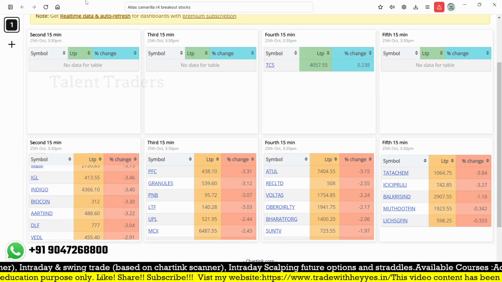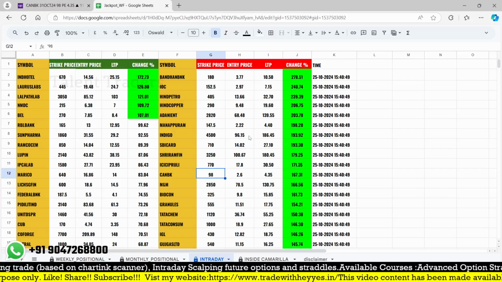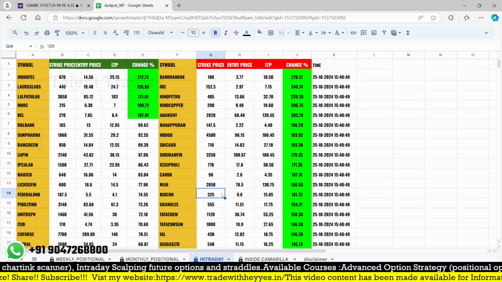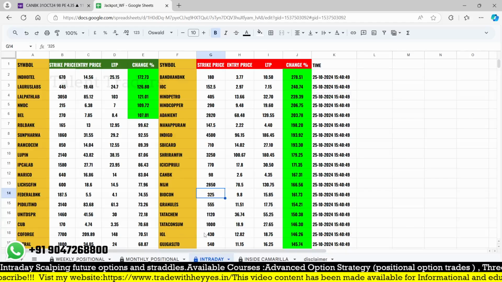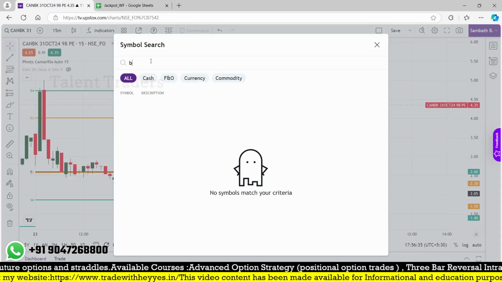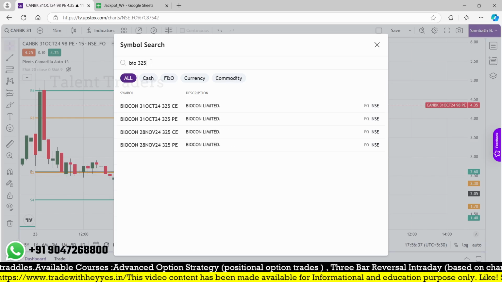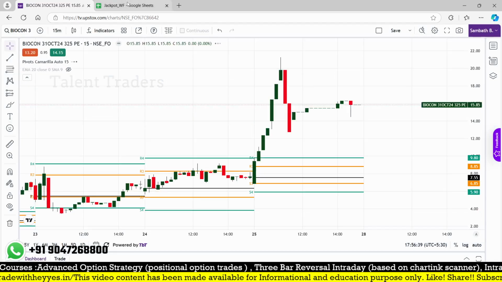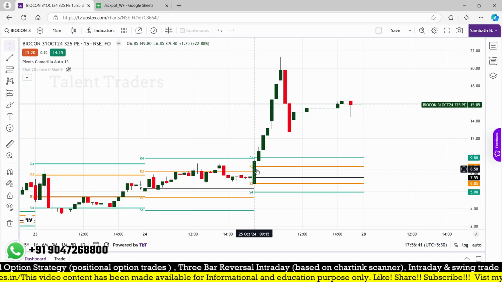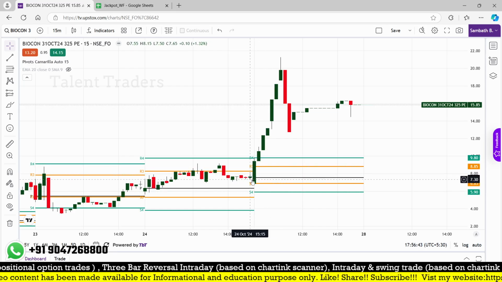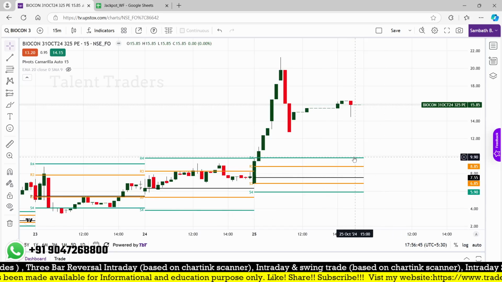Maybe IGL, Indigo, Biocon. Are there any stocks in the list that would be easy to find? Biocon 325, IGL 430. So let me check Biocon 325 put option. In the first candle itself it made the high of 9.8, but it doesn't break the first candle. But exactly the high is the same.